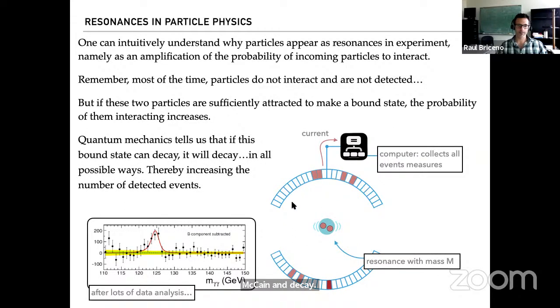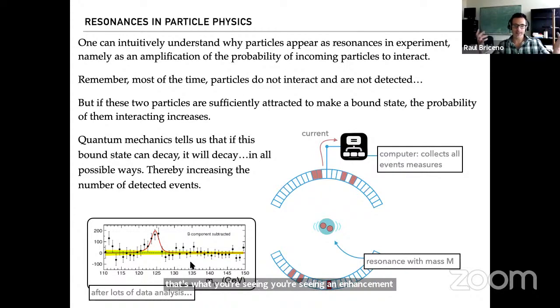And so because of that, you're going to see many, many more events happening at that particular energy than before, because most of the time the particles just won't otherwise see each other. But because there's a high probability that you're going to create this particle, you're going to see more events. And that's what you're seeing: an enhancement of the number of events taking place.